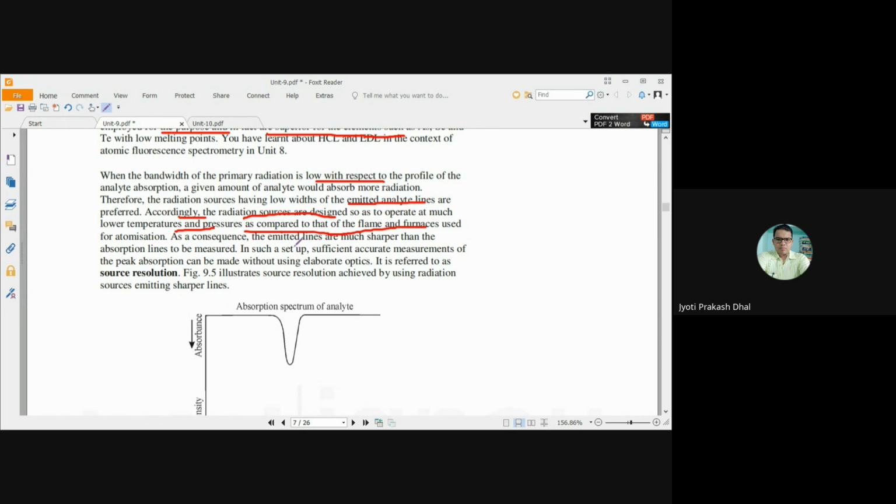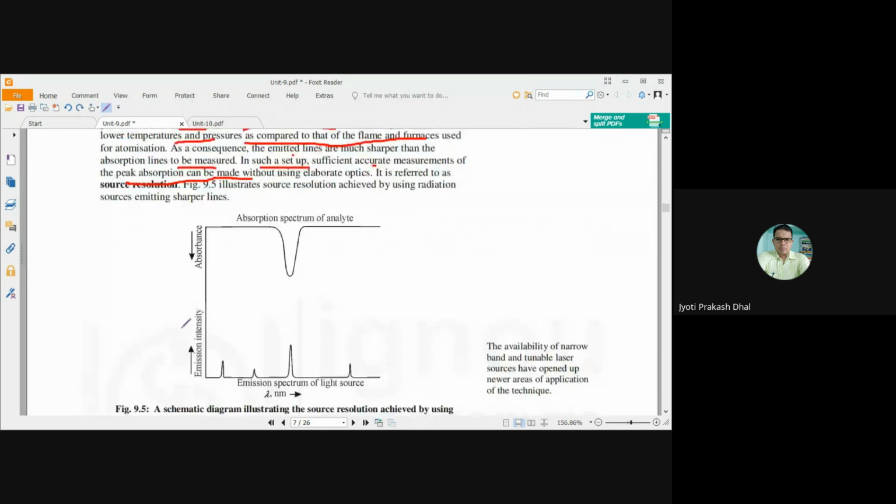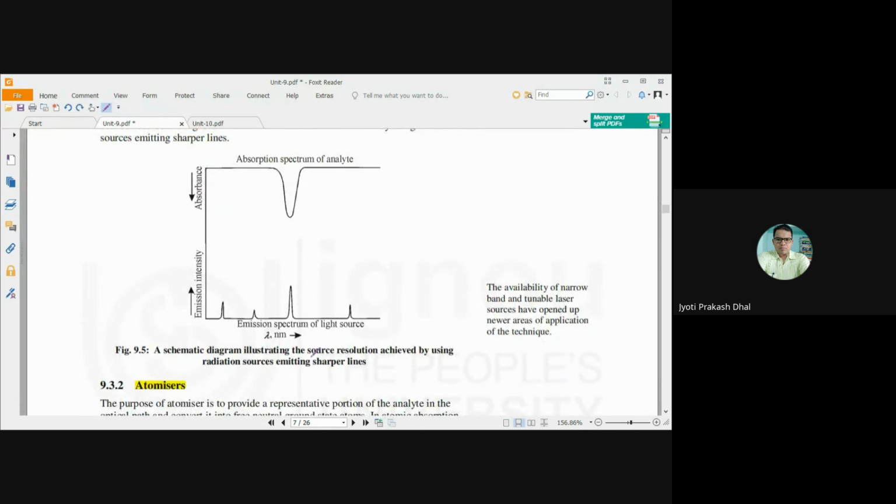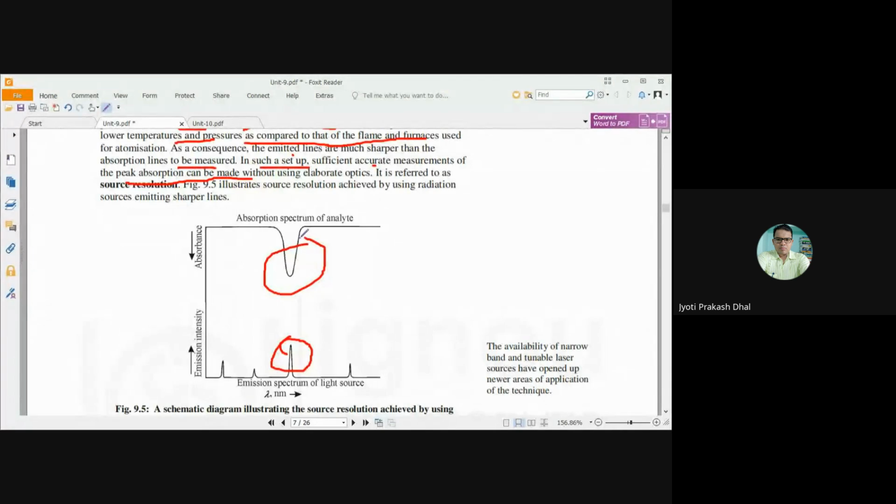As a consequence, the emitted lines are much sharper than the absorption lines to be measured. In such a case, sufficiently accurate measurement of the peak absorption can be made without using elaborate optics. It is so referred to as source resolution. From the figure, you can observe a schematic diagram showing the resolution achieved by a radiation source emitting a sharper line. So here we will get a sharper line, and this is the absorption spectrum of the analyte.